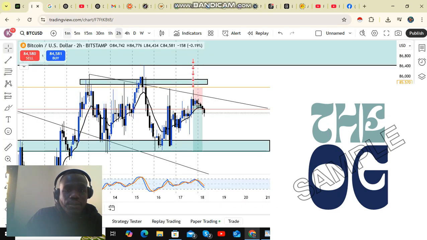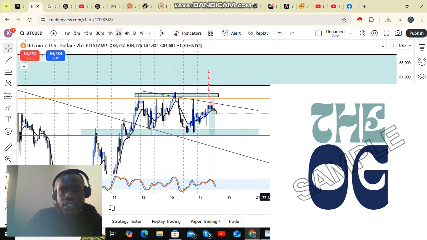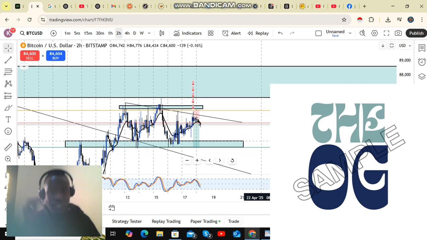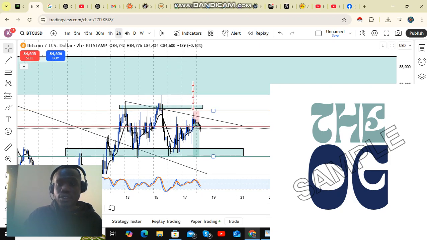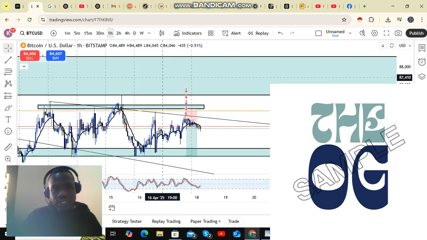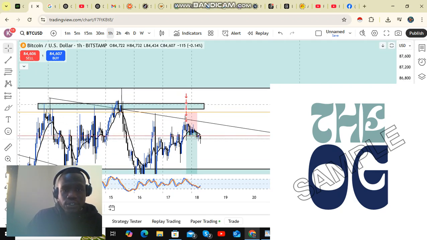I want to talk about this trade right here that I took yesterday on Bitcoin. As you can see, we're actually in $200, $300 profit, right? And the reason why I took this trade actually is because I saw something.